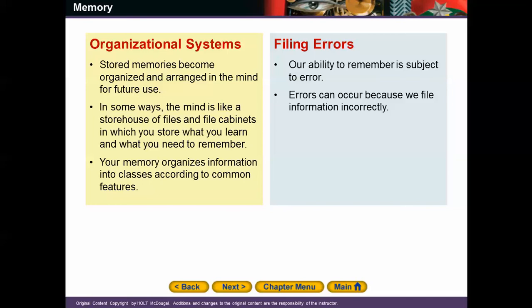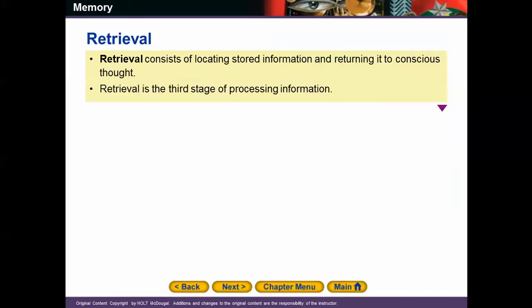We do have filing errors. Our ability to remember information even when we're healthy and functioning well is subject to error. And some of these occur because we file information incorrectly. For example, have you ever brought home a science paper and mistakenly put it in your history folder? That's a filing error. Our mental filing system sometimes makes similar errors.